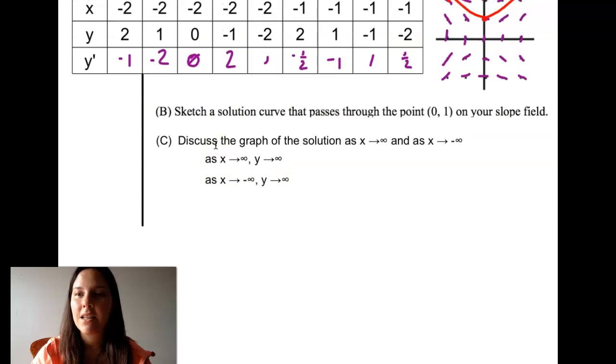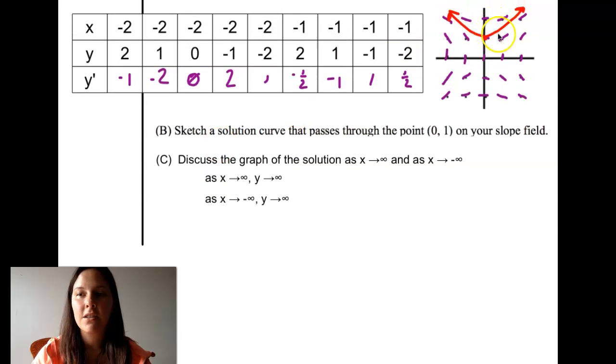What we were discussing is looking at this particular solution as x continues off to the right and gets larger and larger, the y value continues to increase or gets larger and larger. So that's this notation right here. As x approaches infinity, y approaches infinity. We also discussed the same thing happens as x gets really small, that y value still continues to increase. So as x approaches negative infinity, y still approaches infinity.